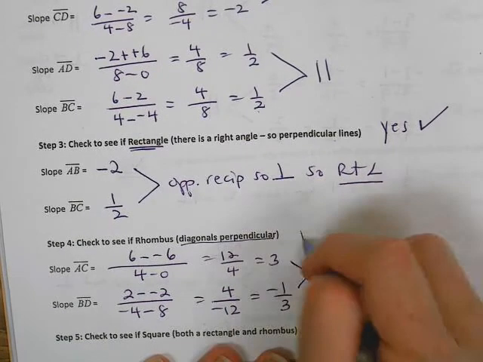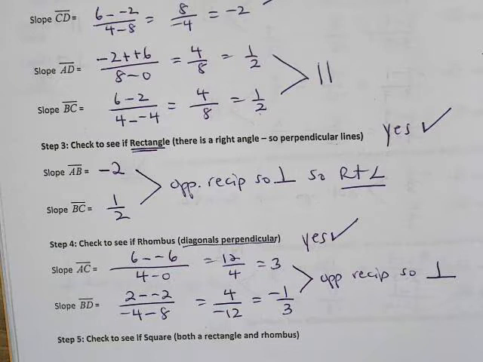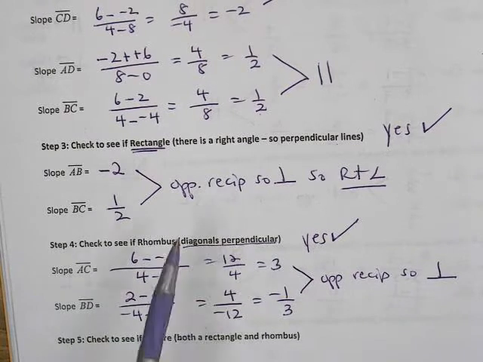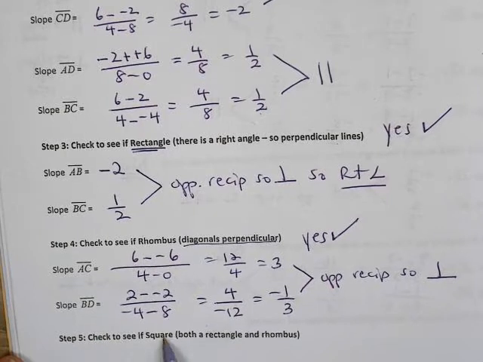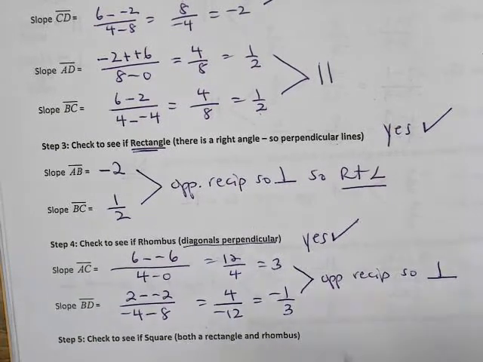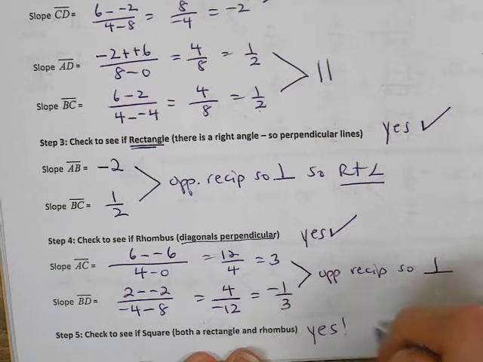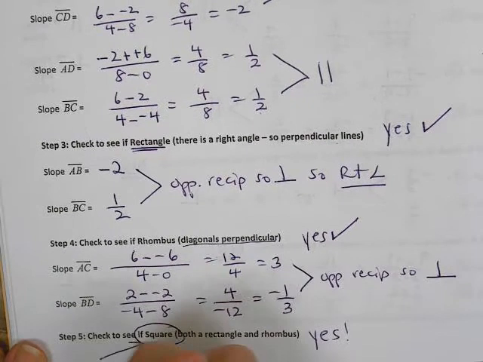So yes, again, we have that it's a rhombus. So we have a parallelogram that is both a rectangle and a rhombus. So a square would have to be both of those, which yes, it is. So yes, indeed, it is a square.